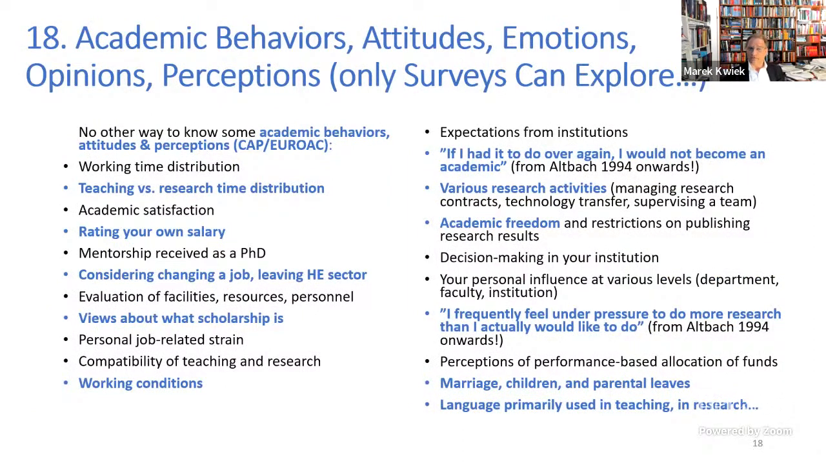What we can do only through surveys, and I will explain in a moment what we can do only through big data, just to give you some examples. We are all well aware of them. Say, for instance, working time distribution, teaching versus research time distribution, or academic satisfaction. All those issues have been studied based on surveys in the past half a century. We have no other ways to study it today. Teaching versus research time, or rate your own salary, please, or what type of mentorship did you receive as a PhD? Or did you want to leave your academic job? What are your views about what scholarship is? Your working conditions, academic freedom, marriage, children, and parental leaves, etc. All these issues can be tackled exclusively through surveys. And we do it.